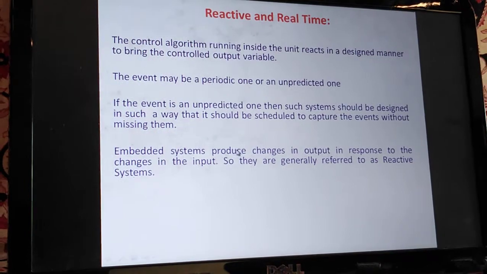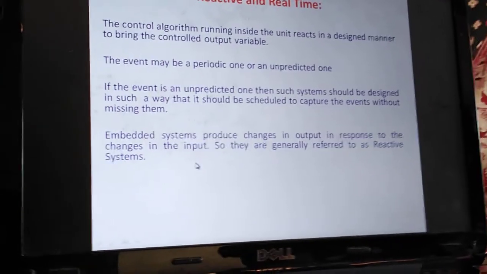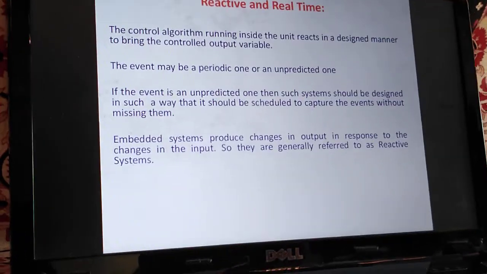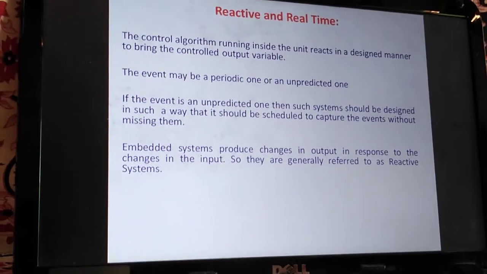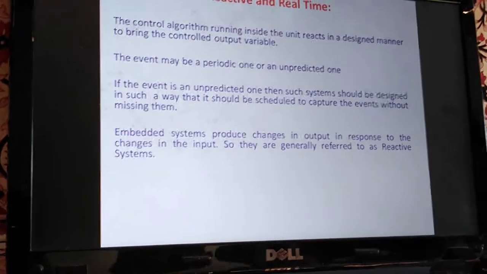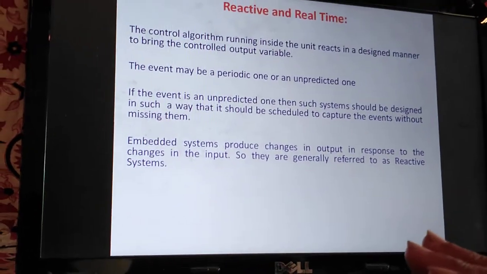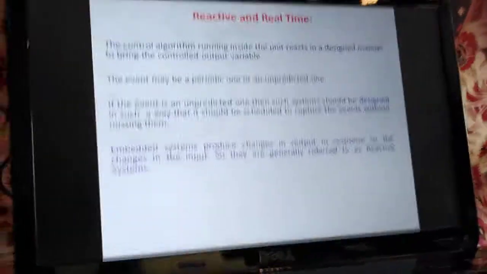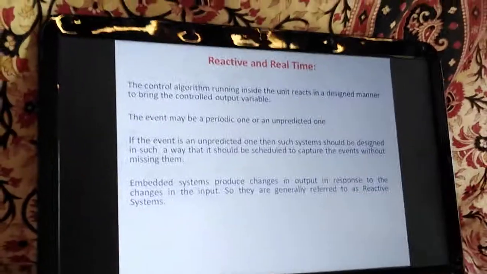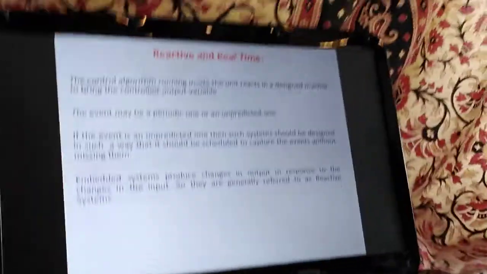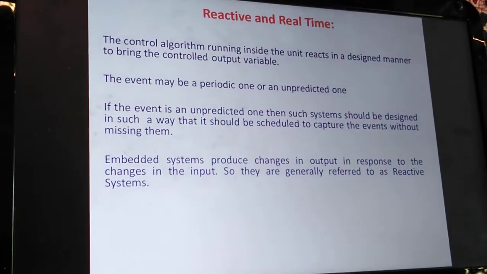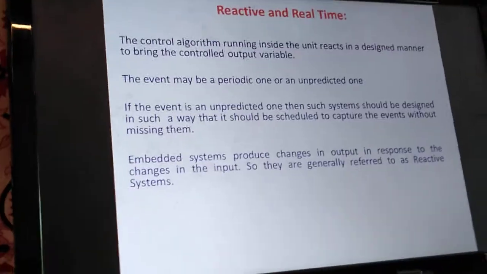Then embedded systems should produce changes in the output in response to changes in the input, so they are generally referred to as reactive systems. That's the reason the air conditioner unit is a very simple system where the changes in temperature should be monitored by the system using a temperature sensor, and the room temperature should be controlled by changing the inputs to the air cooler or heating systems.